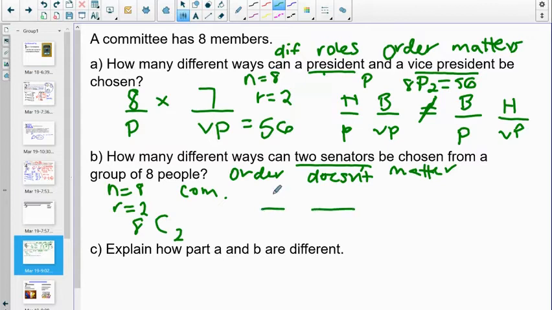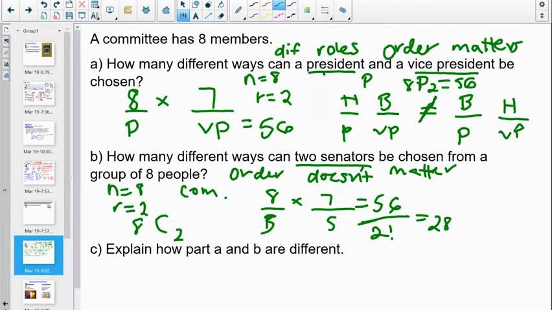It's still the same beginning where there's 8 spots for the first senator, and then we still have 7 spots for the second, so we have 56. But then you also have to keep in mind that you have to divide. You have to take 56 and divide it by the number of ways to arrange those 2 senators. So then you would take 56 over 2 factorial. And then that would get you to 28.